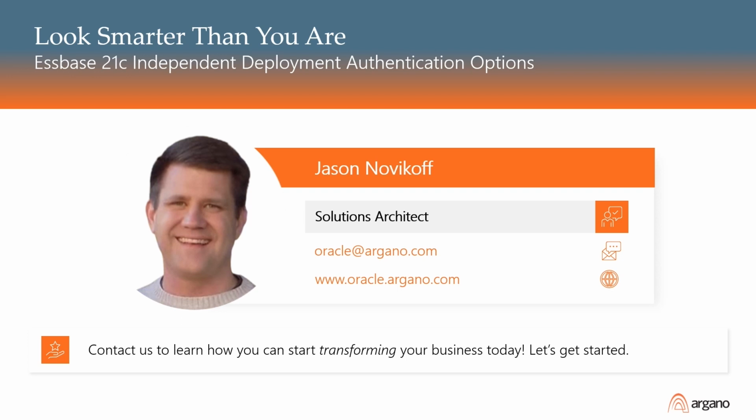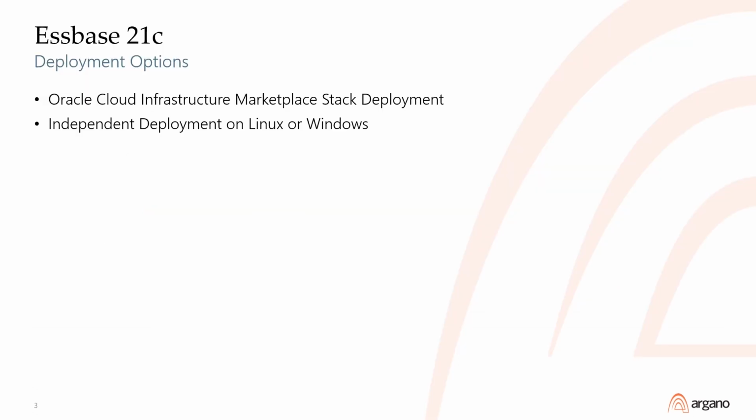My name is Jason Novikoff, and in this video I'm going to contrast the authentication options for Essbase 21c independent deployments. Essbase 21c can either be deployed via Oracle Cloud Infrastructure Marketplace Stack deployment or independent deployment on Linux or Windows. The OCI Marketplace Configurator creates a Linux VM with the latest version of Essbase already configured. The only authentication option for Essbase 21c deployed on an OCI stack via Marketplace is Oracle Identity and Access Management, also known as IAM, formerly known as IDCS.